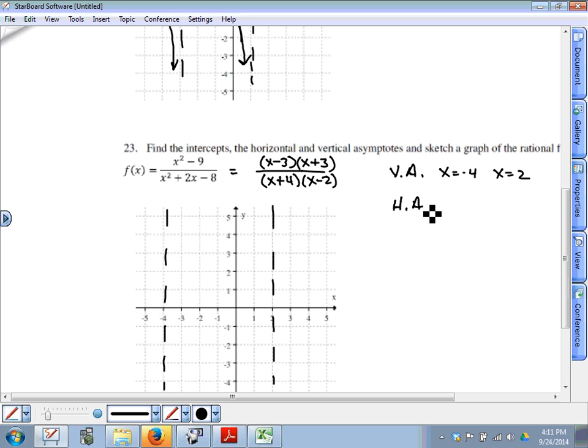Now the horizontal asymptote is found by comparing the degrees. Since these have the same degree, that's the case where you have to divide the leading coefficients. 1 divided by 1 is 1, so the horizontal asymptote is y equals 1.